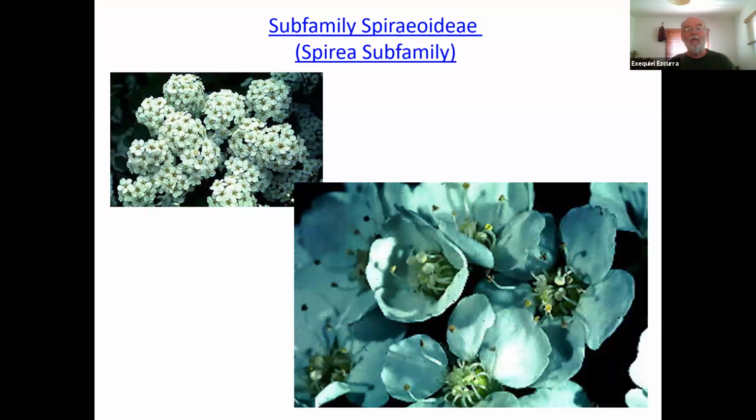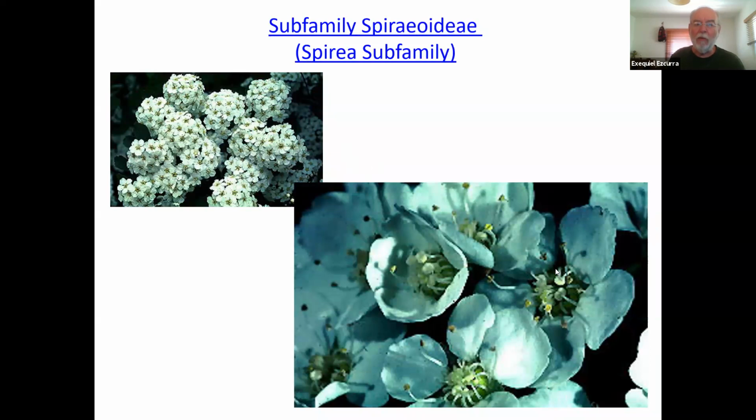Now let's go to the last subfamily, the Spiroideae, also known as the Spirea subfamily. You see the flowers, they're typical rose flowers, in this case in dense corymbs. The flower itself has a typical 5 petals, 1, 2, 3, 4, 5. It has a multitude of stamens, as it should. And then in the center, you can see, according to the species, one or many carpels.